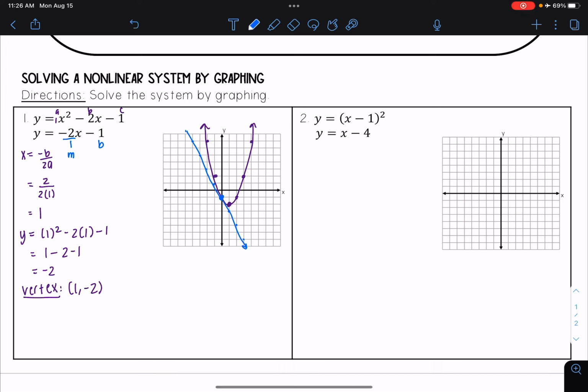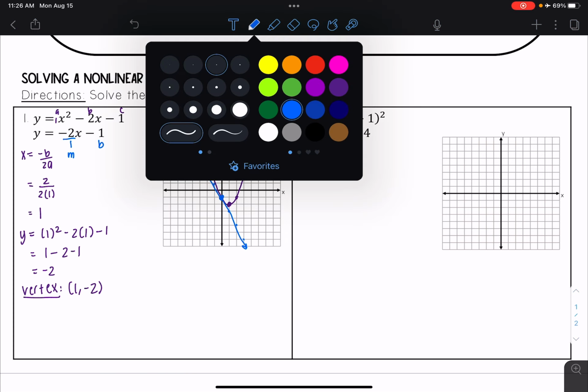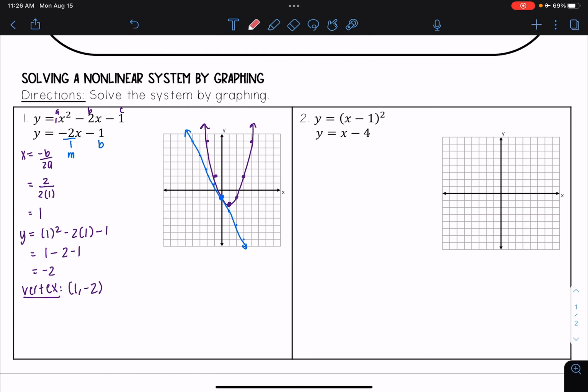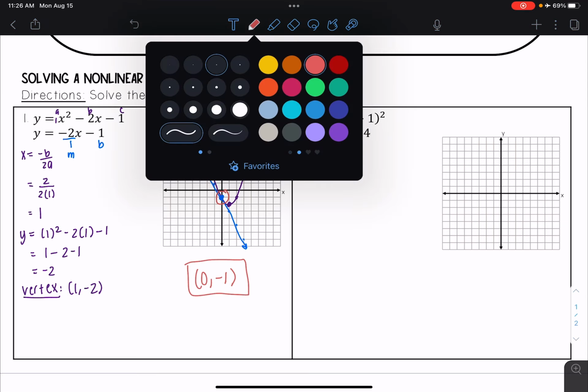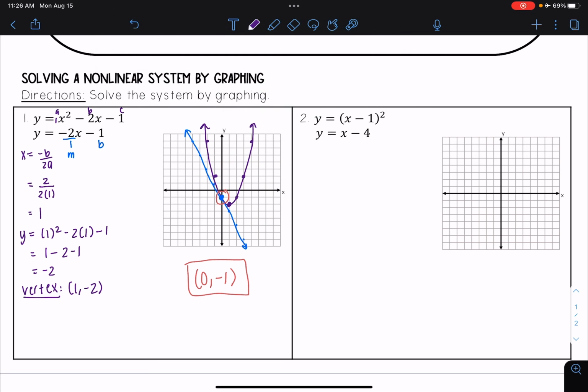So I see in this graph, it intersects the parabola at exactly 1 point at my y-intercept. So the answer here is going to be 0, negative 1. Okay, let's try one more.